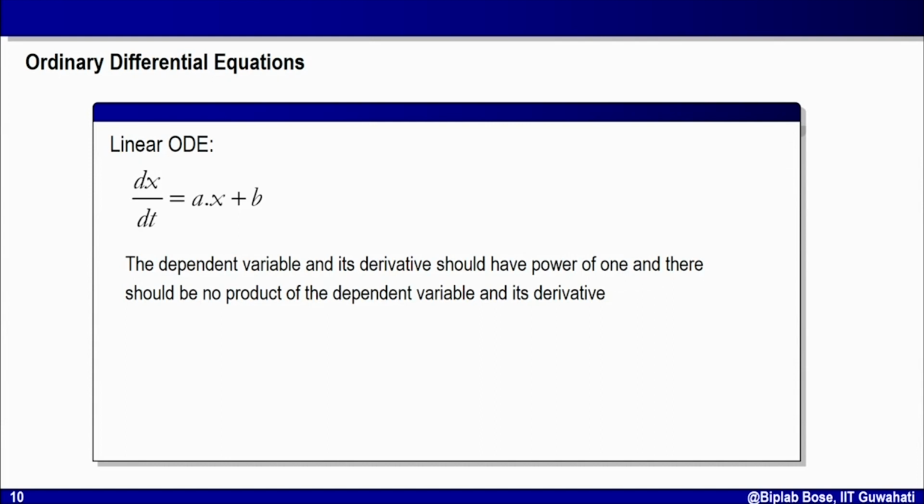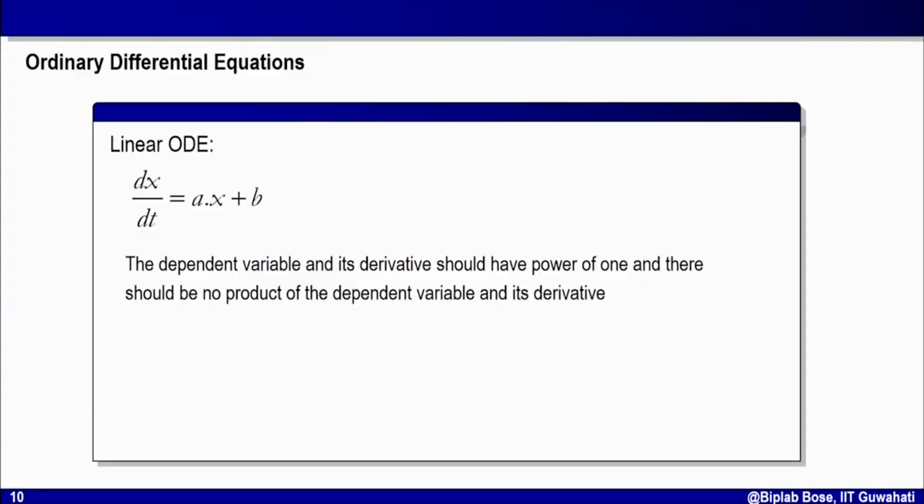Now we will discuss some basic differences between certain types of ODE. Let us start with the simplest one, the linear ODE. A linear ODE is such that the dependent variable and its derivatives have power 1 and there is no product of multiplication of its dependent variable and its derivative. Let us explain with this example.